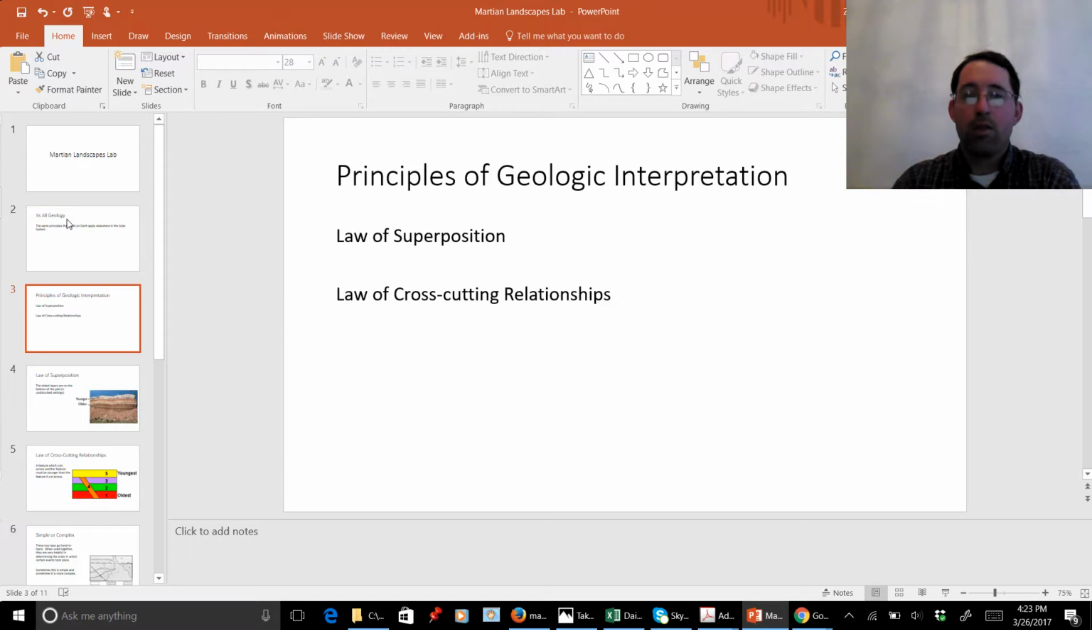So the two principles that we're focusing on today are the law of superposition and the law of cross-cutting relationships. The intro on the lab really focuses on superposition, but really, when you get down to it, the lab is a lot about cross-cutting relationships. We're going to briefly go through both of those.